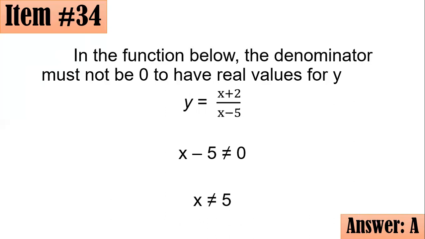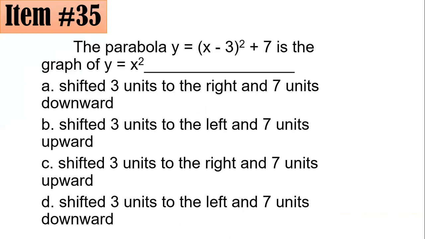Number 35. The parabola y equals (x minus 3) quantity squared plus 7 is the graph of y equals x squared shifted. How is it shifted? Was it shifted how many units to the right? To the left? How many units upward or downward?